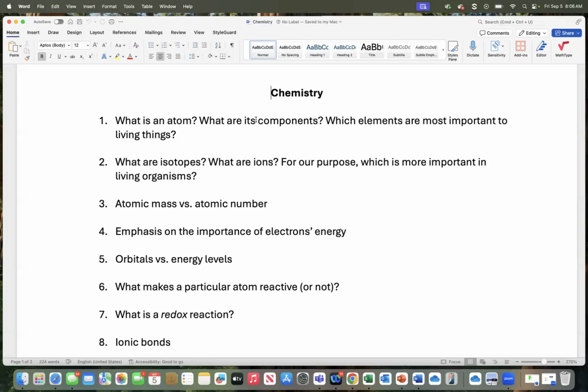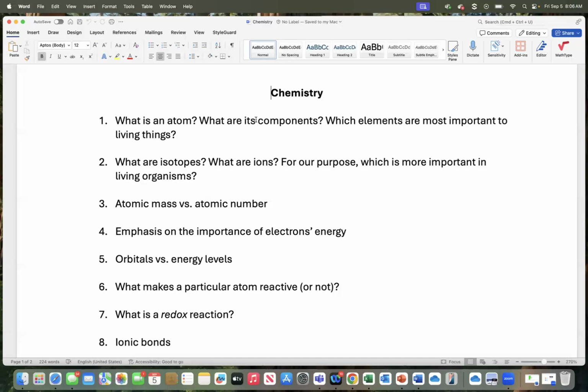A lot of times those isotopes, especially the really rare ones, are rare because they are radioactive. Isotopes are not super important to living things. There are contexts where they do become important, but for the most part, we don't really worry too much about isotopes in biology. Ions, on the other hand, are a different story.